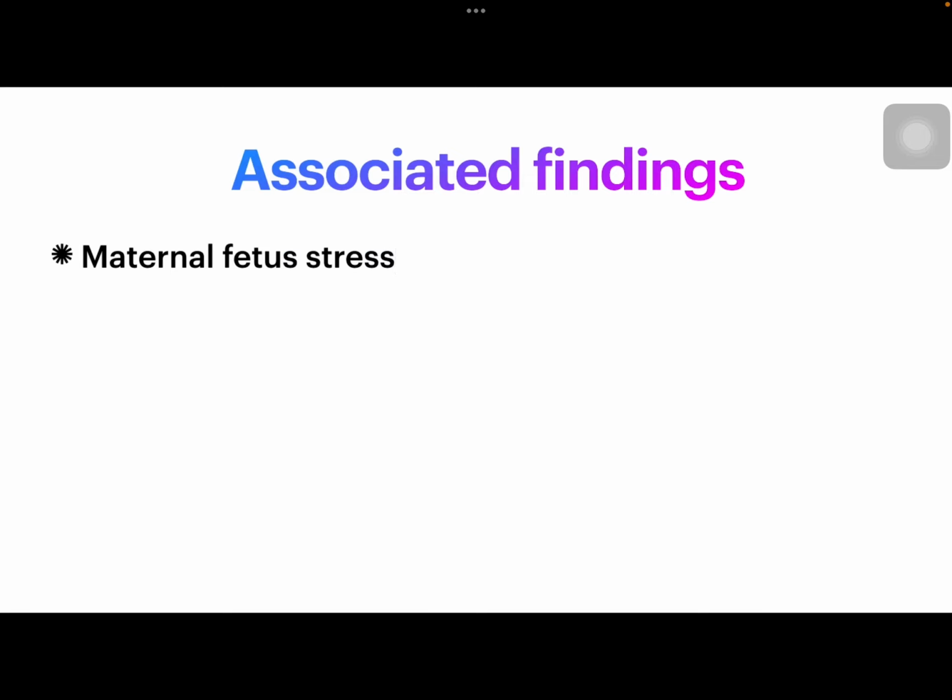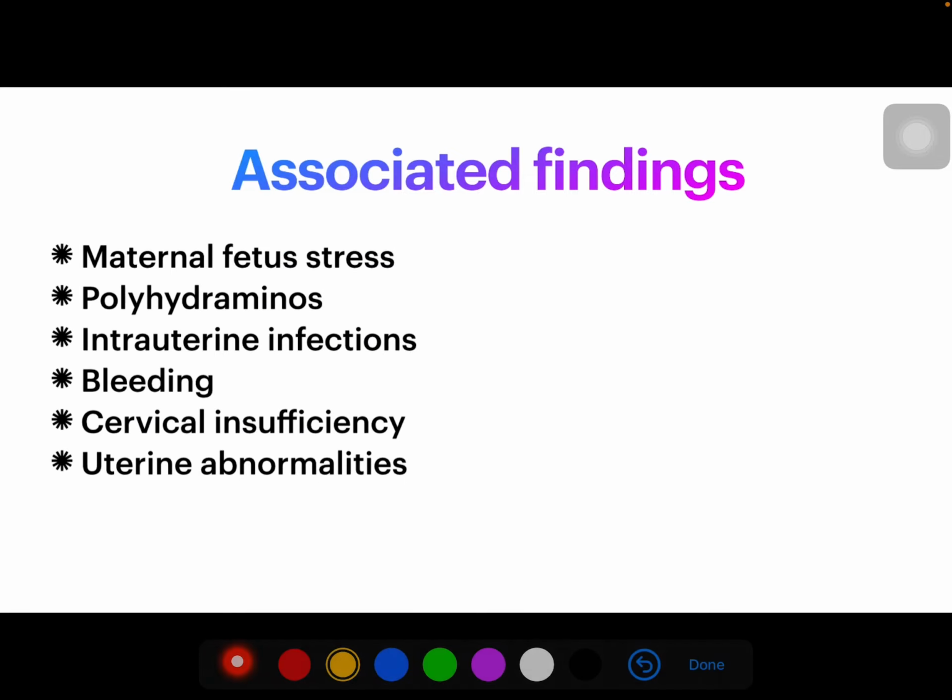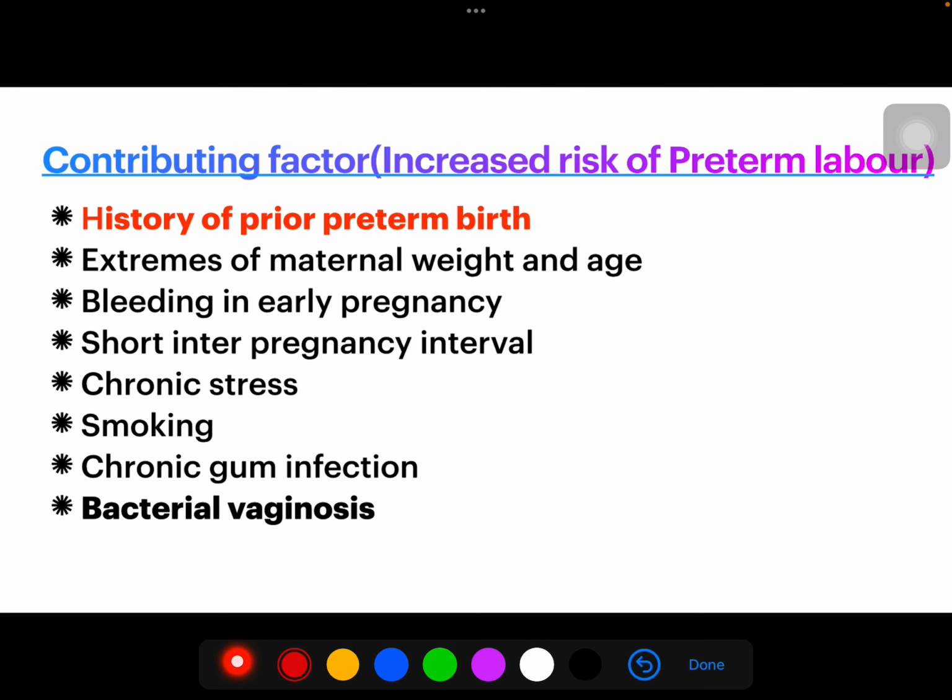So what are the associated findings which we see in preterm labor? Maternal fetal stress, polyhydramnios, intrauterine infection, bleeding, cervical insufficiency, and uterine abnormality are also seen.